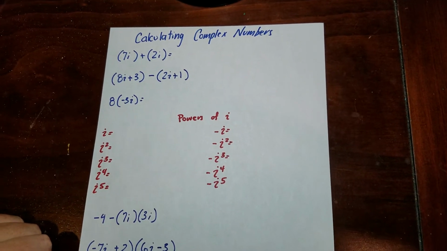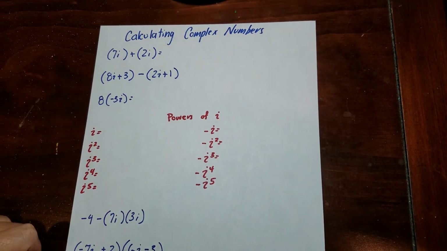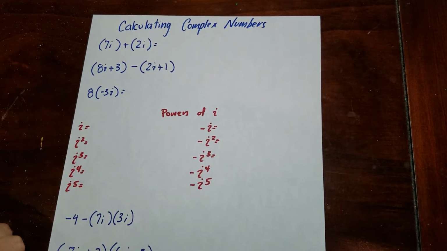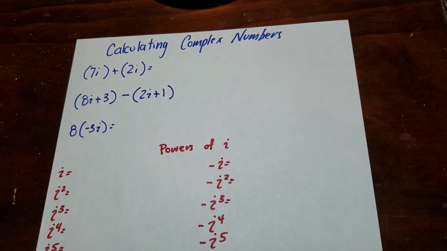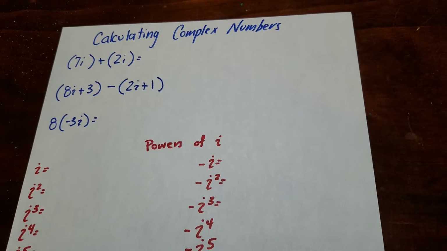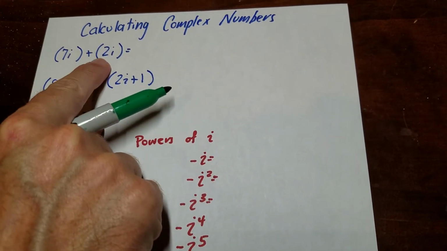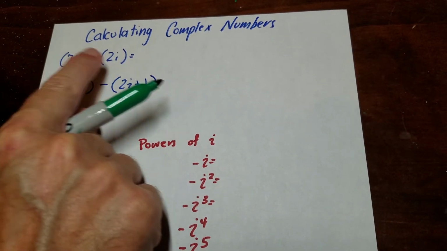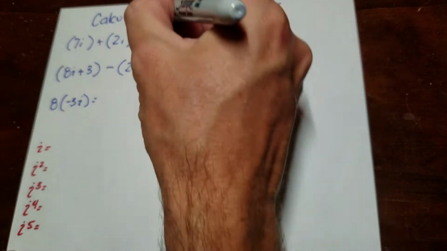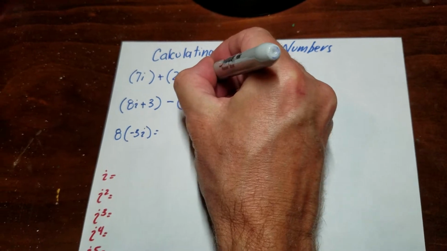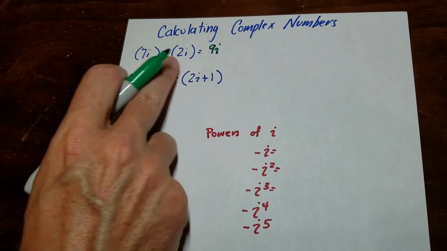Okay, so today we're going to be calculating complex numbers. And with these first examples here, I think it's going to look a lot like stuff you've seen before when you're combining like terms and working with polynomials. So I have 7i plus 2i, and if this was like a 7a plus 2a, you'd get 9a. And so in this particular case, it's just 9i. So I'm just adding the coefficients here.